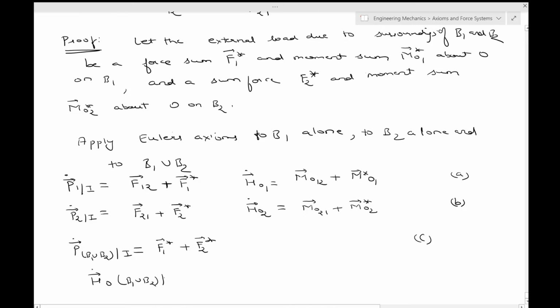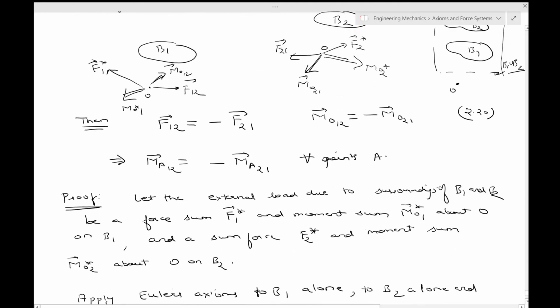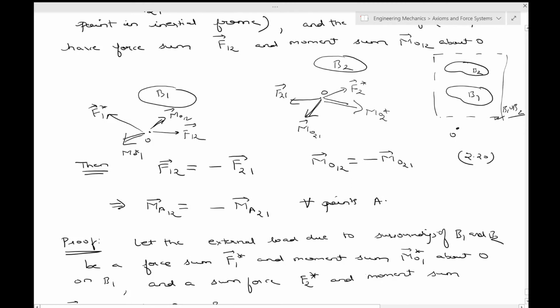B1 union B2 in the I frame. This will just have the moments due to the surroundings, because the moments due to the other body will not be contributing over here. This is D. Okay. So over here we can just show that this will be MO star 1 plus MO star 2. Similarly, it will be some F1 star plus F2 star, only due to the surroundings. Okay.